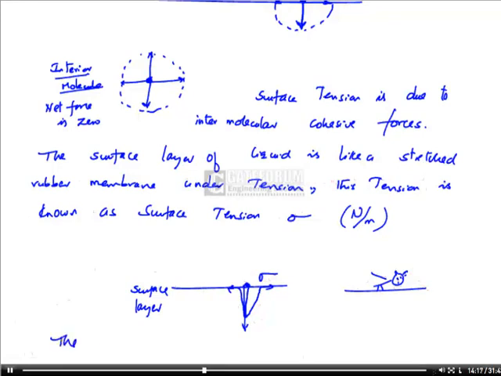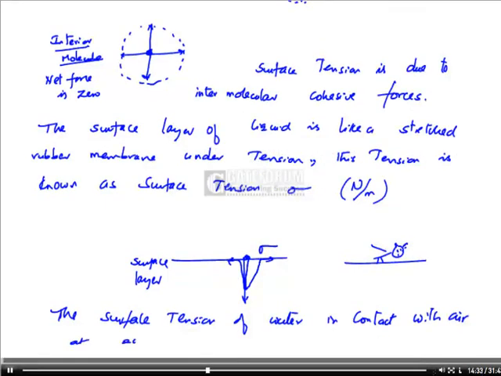The surface tension value of water in contact with air at 20 degrees centigrade is 0.073 Newton per meter. So this is an insect I have shown there, walking over the free surface of the liquid because of the surface tension.